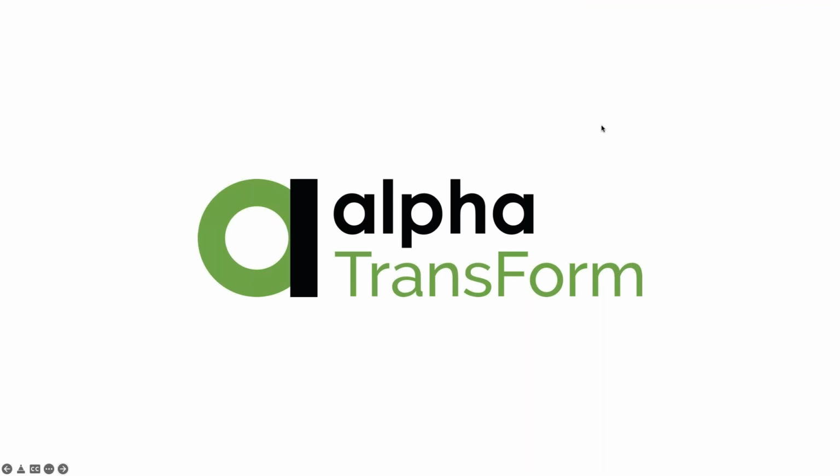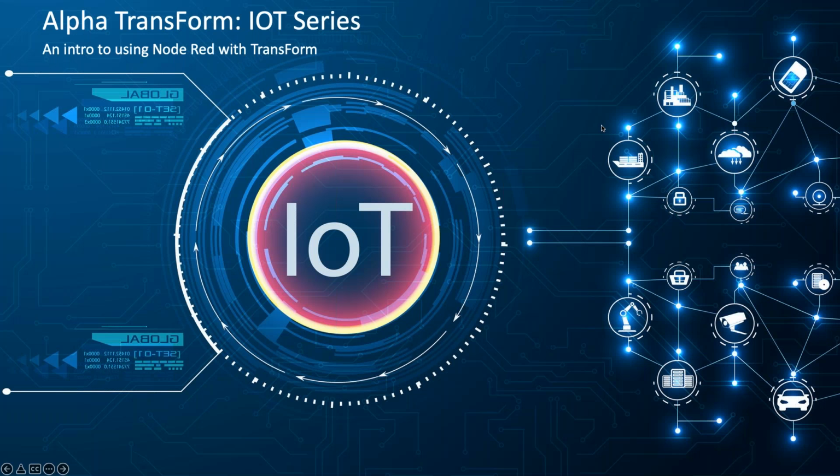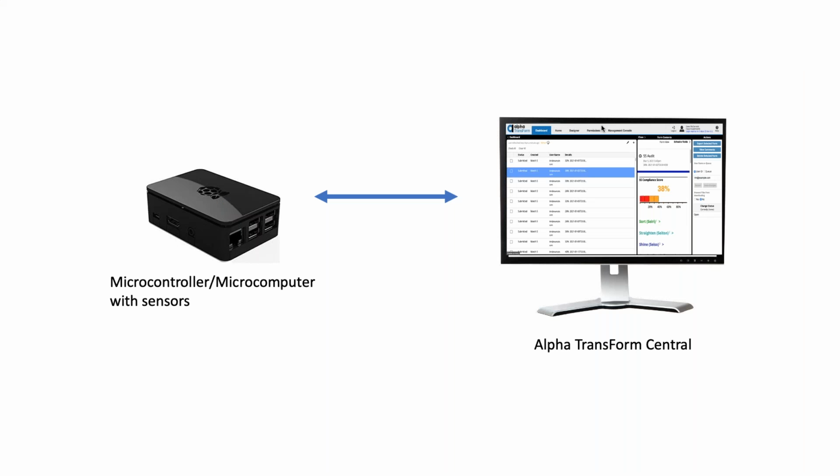So we had talked in this series, it's called the Alpha Transform IoT series, and we've done a similar presentation. I did an intro to using Python with Transform. Today we're going to use Node Red, which is a neat technology, and we'll get into that.